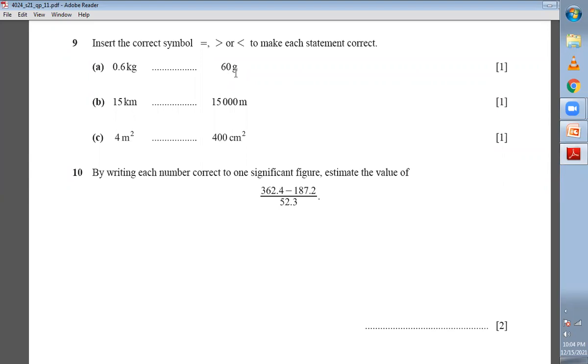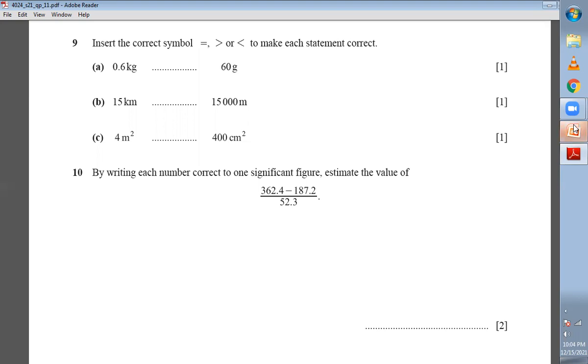So here we have written 60 grams, 15 kilometer, 15000 meter, 4 meters square, 400 centimeters square. You see all these statements. That's very easy to set. But the only problem with them is that their units are not same. So I will show you how this is done. First of all, I will represent both the quantities which are to be compared in the same unit so that you can make easily the comparison.